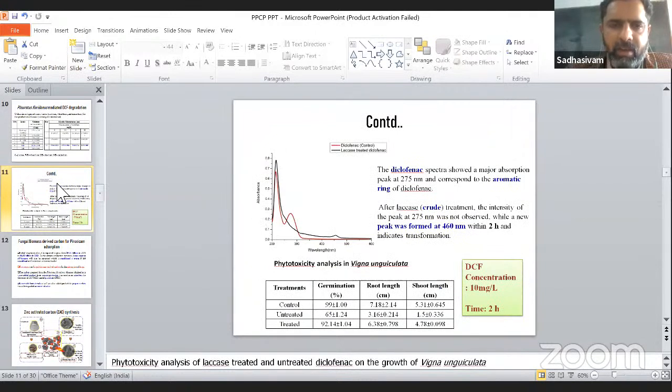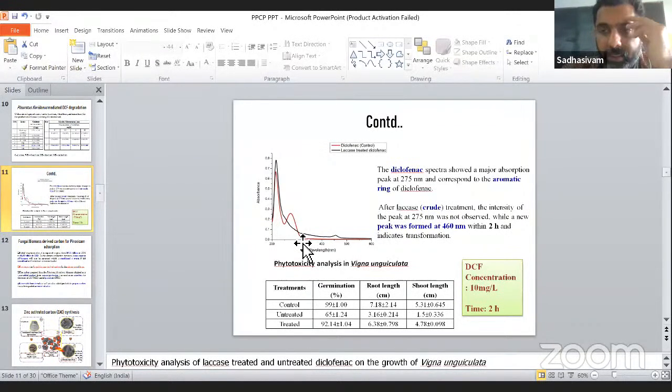You can see the graph. The red color peak, somewhere here, is the major or characteristic peak obtained for diclofenac, in the range of 275 nanometer in the UV visible spectrum. After the treatment with the laccase, you can spot the black curvy line. The peak height is drastically reduced, which means the diclofenac degradation is completely achieved using laccase within a 2-hour time interval. So that is the logic.